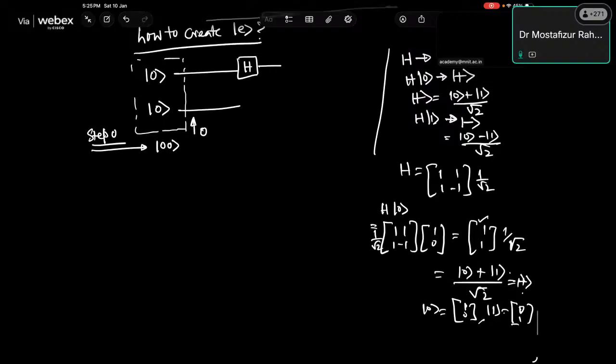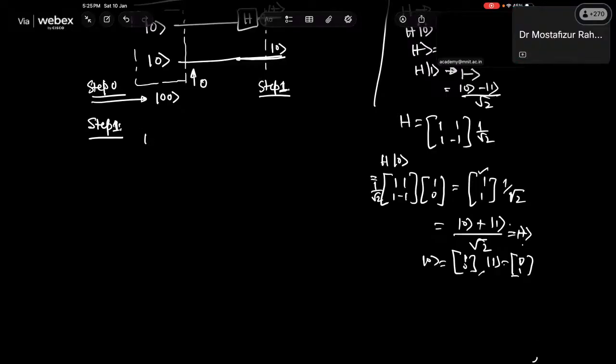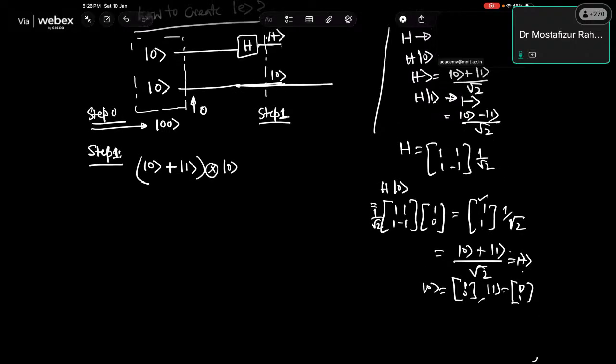So then, what is my state here? So at step 1, what I'm getting in the circuit is the plus state, and this was already 0, right? So step 1 mathematically is 0 plus 1, tensor product with 0, right? So this is your step 1 equation, right? Now you apply a special gate called a C0 gate. Right? C0 gate. So what will happen? This is at step 2, right?